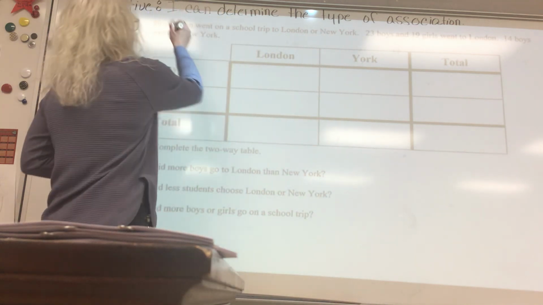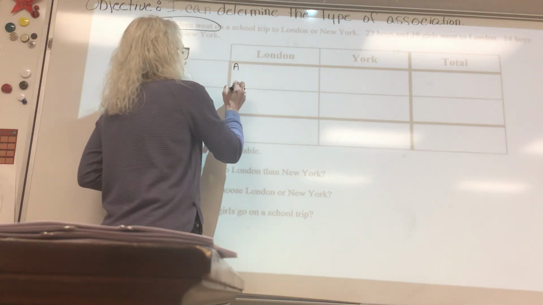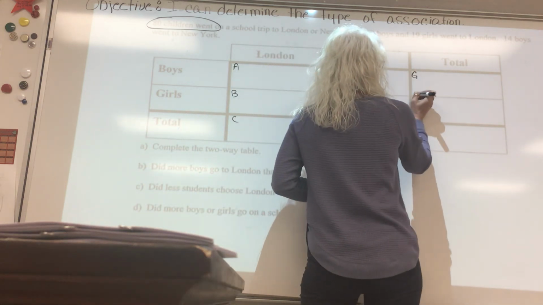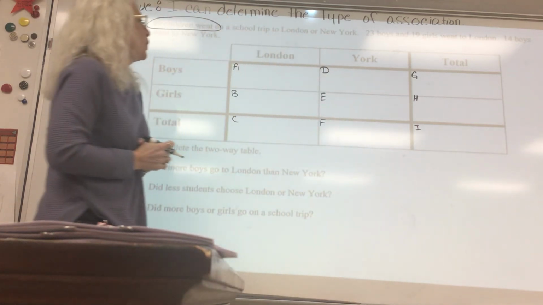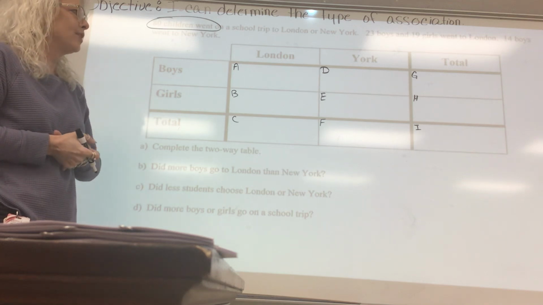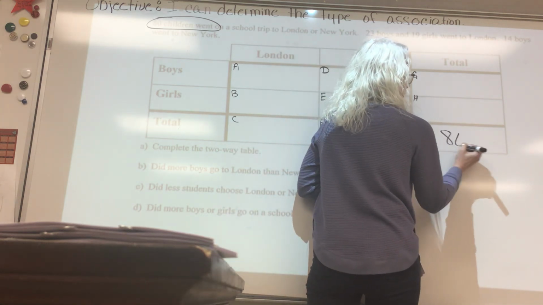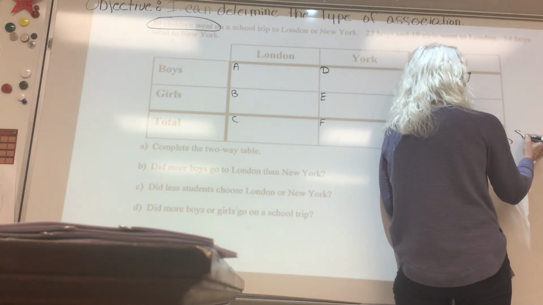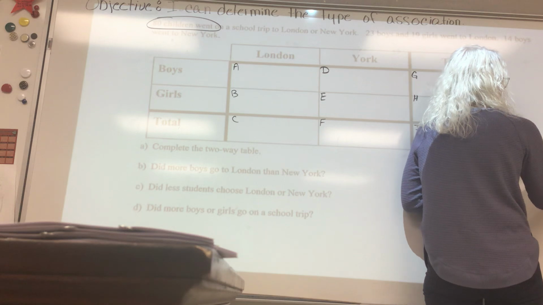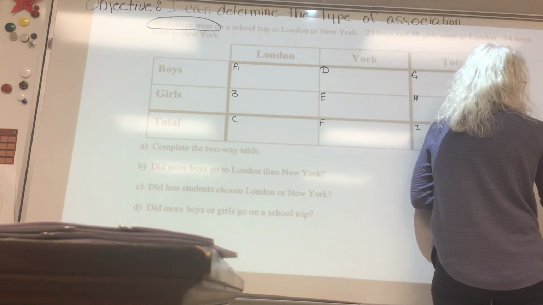So we know that 80 children went on the school trip. A, B, C, D. You don't have to write these letters. Which cell is the 80 going to go in? A, B, C, D, E, F, G, H, or I? I. Because this is the total. Remember, this is the sum of the row or column totals.